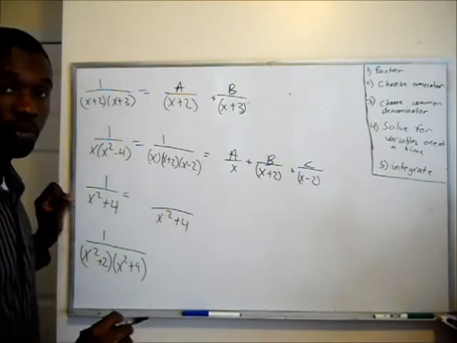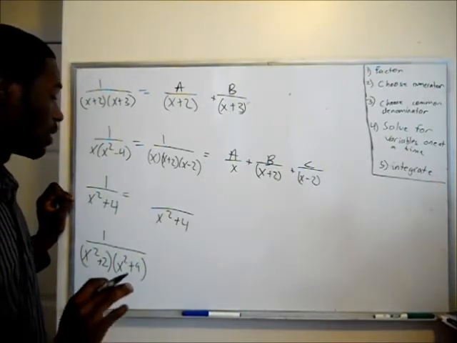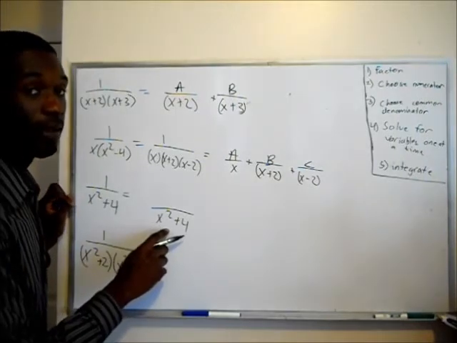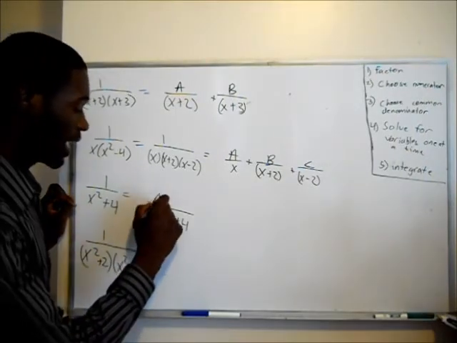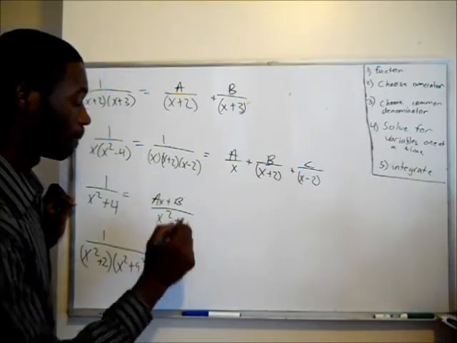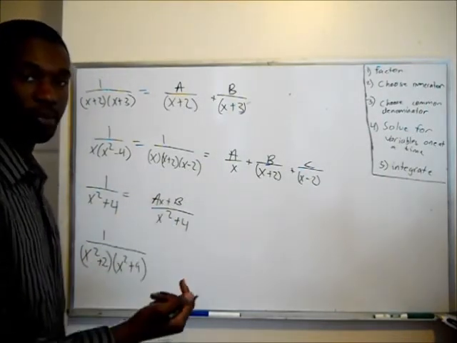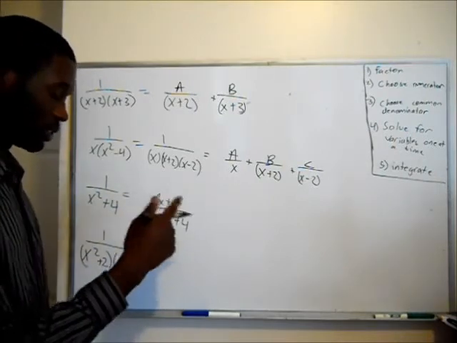But now because it's irreducible, for the numerator, we don't just put A, B, C, because this is quadratic, because it's squared. We put Ax plus B. So what you do is you put A, then an x, and plus the next letter. So after this one, you just keep going.